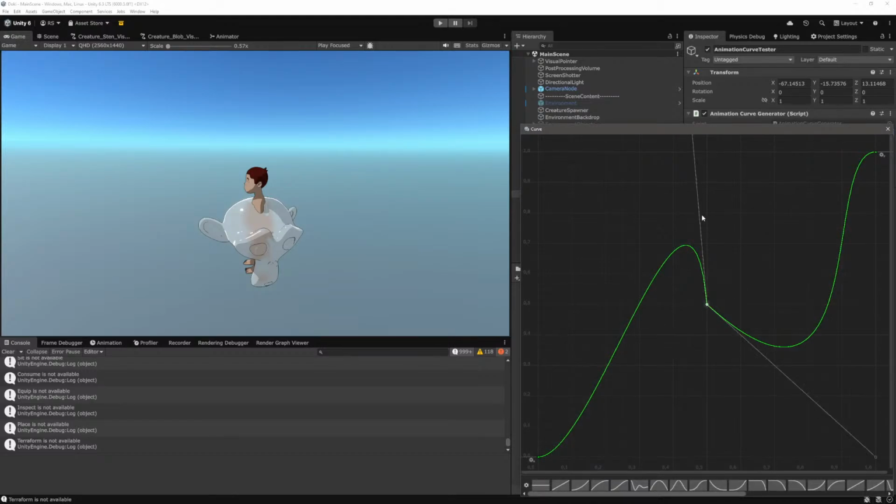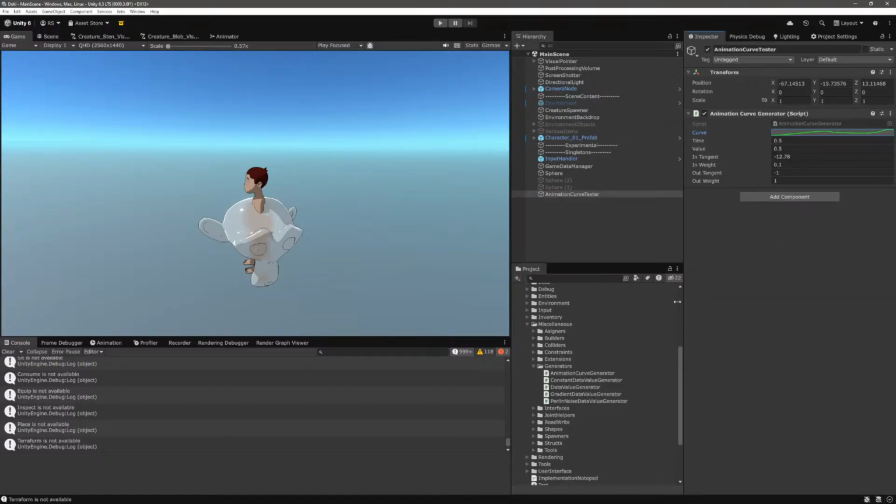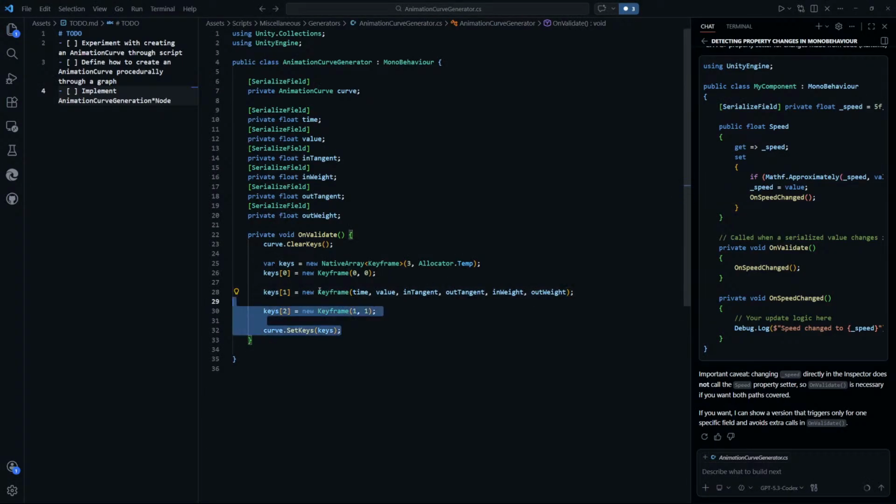So in curve, let's disable on validate, one sec.